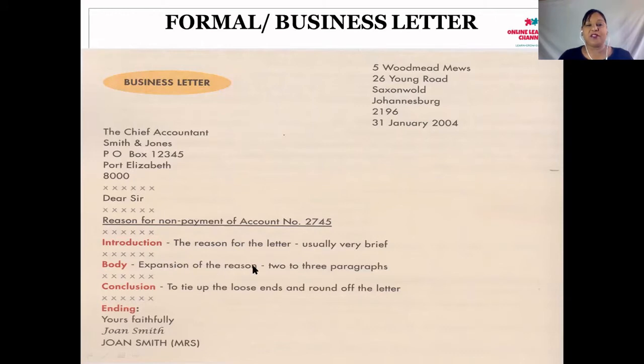Expand on the reason for why you cannot pay your account. It could either be another 2 paragraphs. And then your final paragraph, which is your conclusion. You also leave a line after your body, followed by your conclusion. There in your conclusion, you would tie up the loose ends and round off the letter.